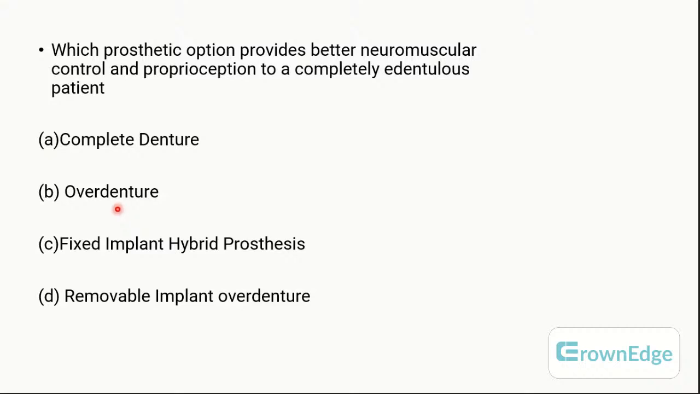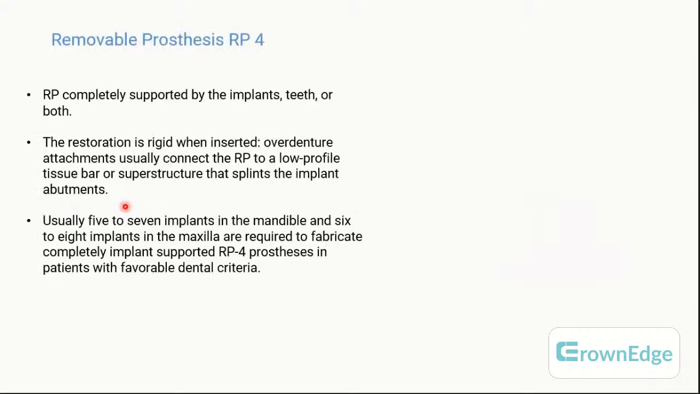Okay, I see many of you got it right. Perfectly, very well done. That's B, overdenture is the answer that you're looking for. Okay, so we discussed FP1, 2, 3 in your prosthetic options of an implant. Let's now go over to a removable option. Now, for the removable option, you have RP4 and RP5. Do not confuse it with FP4, FP5, which do not exist.